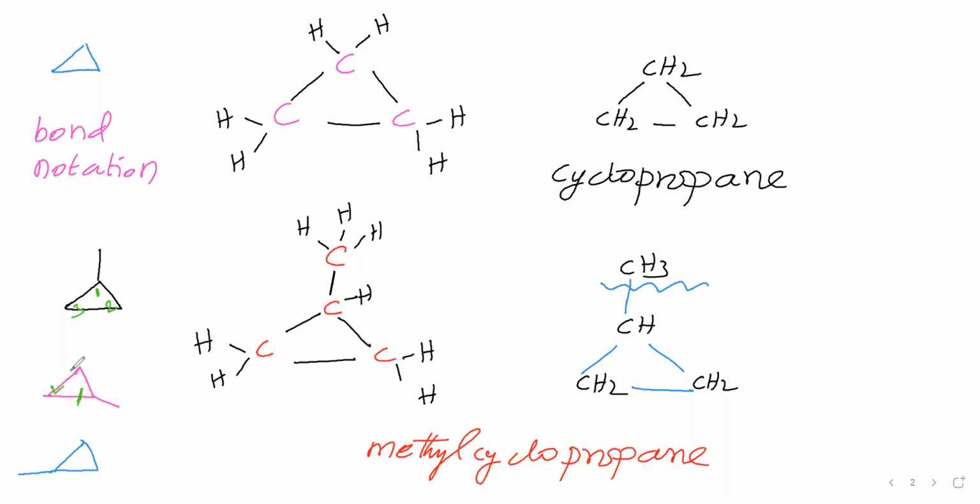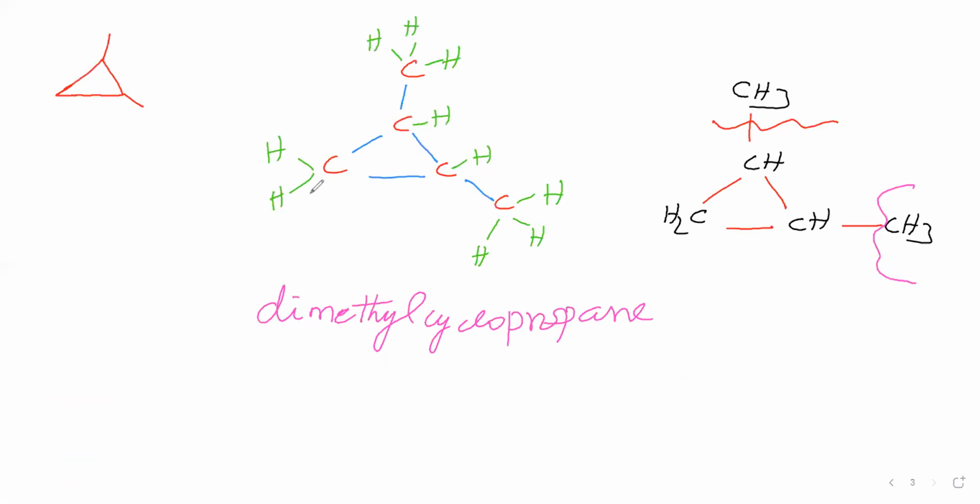So here 2, here 3. The position of the branch is 1. Here 1, 2, 3. The position of the branch is 1. Therefore, whatever way you write it, the position of the branch comes as 1 only. Therefore, no isomers for this. These 3 are not isomers. Therefore, you need not say the position of methyl. But in this case, we must say the position of methyl.